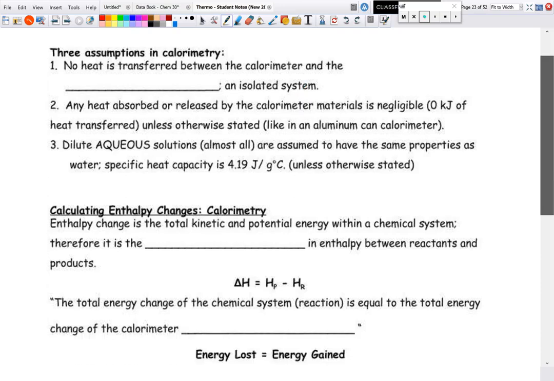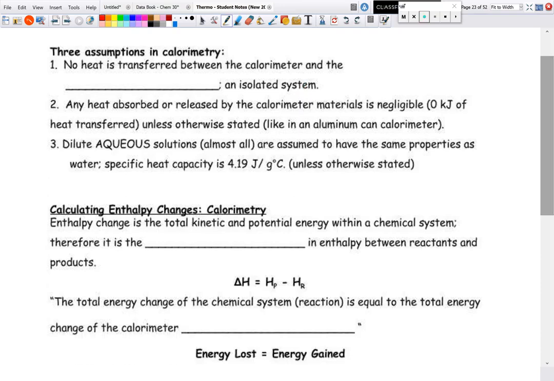Now there are three assumptions that we need for calorimetry. One of them is going to be hard, but you just kind of have to make the assumption that no heat is transferred between the calorimeter and the environment.